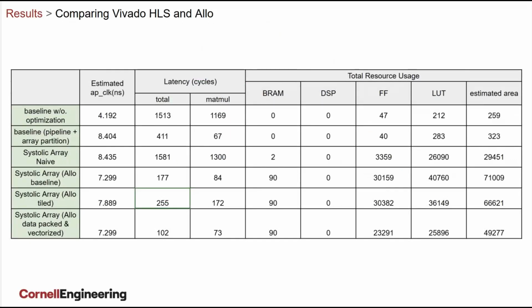Here's a summary of our result. As we can see, using a systolic array is better than our baseline design, and using Allo is better than using Vivado HLS. However, with better latency performance, the resource usage required is also larger.